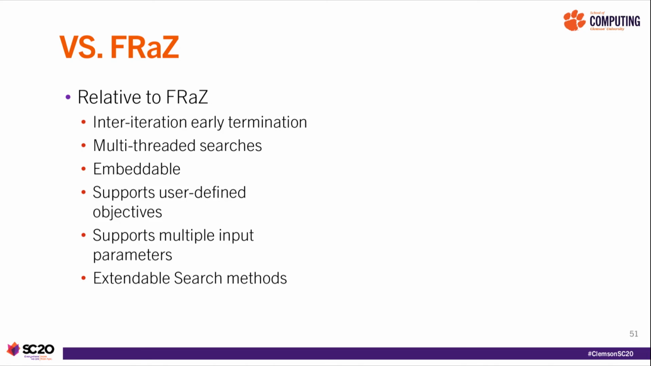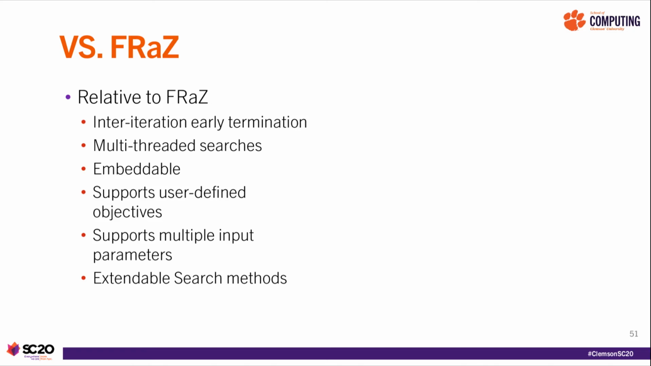What about comparing our techniques to what we did in our prior work, FRaZ? Relative to FRaZ, LibPressio-Opt has a faster early termination system called inter-iteration early termination. Essentially, it allows for the search process to be terminated in between individual iterations in the parallel search process. Additionally, LibPressio-Opt allows for multi-threaded searches for compressors that support it, such as ZFP. It features an embeddable interface rather than an application interface, meaning that it can be used within the scope of other applications since it doesn't have its own main function.